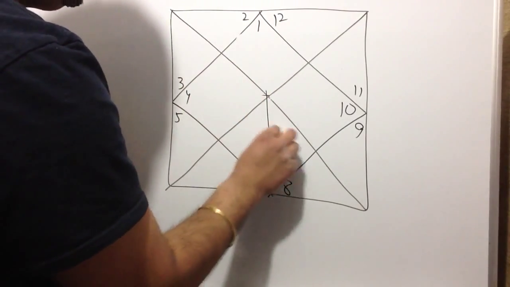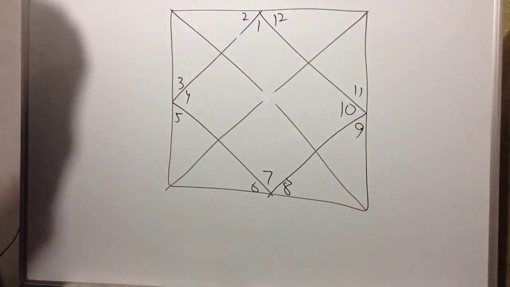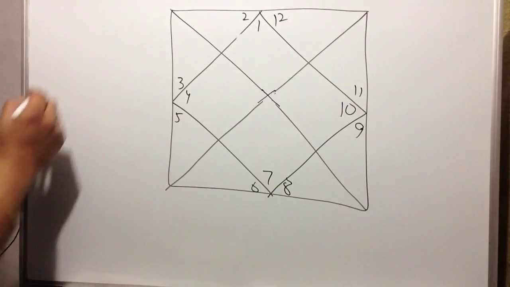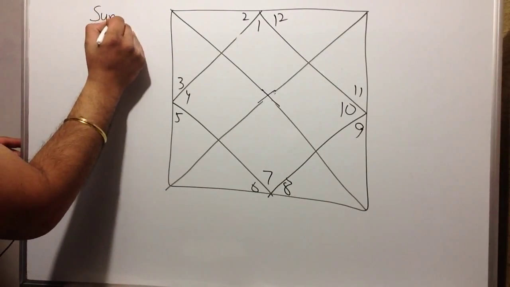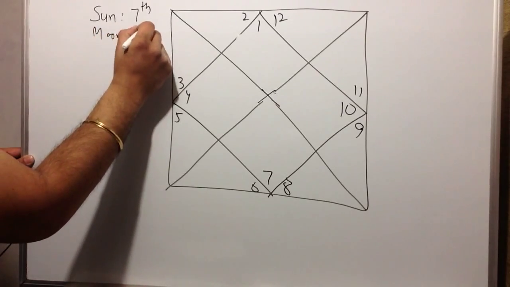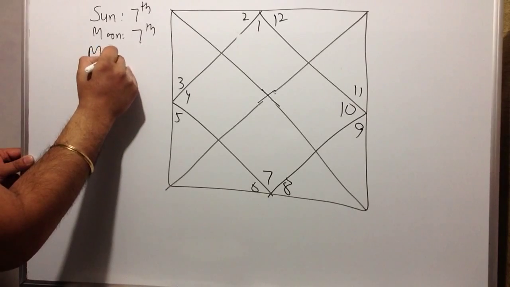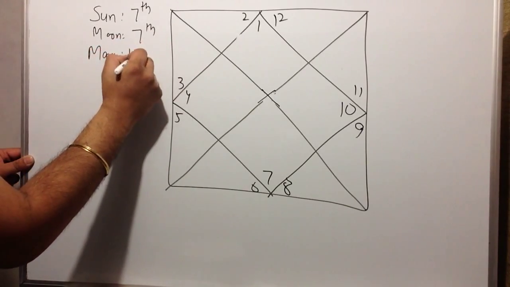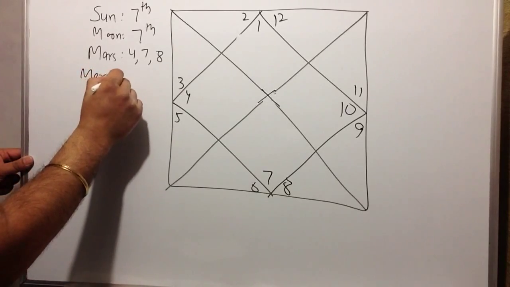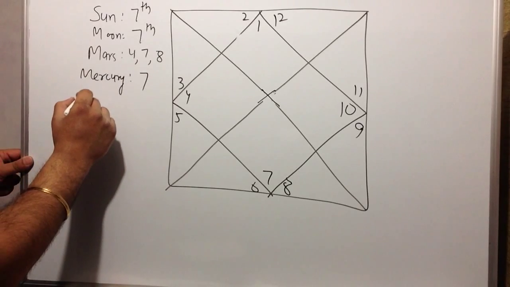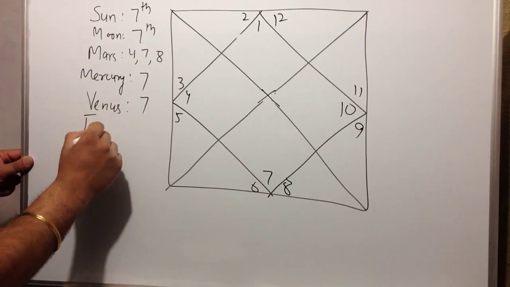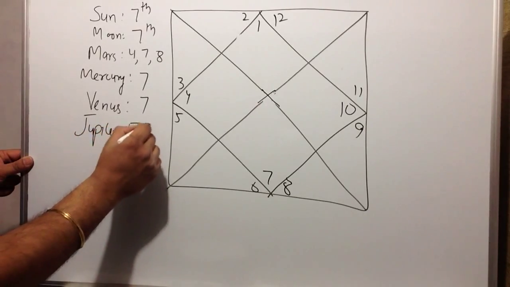So this was the easy one, the sun, because the sun has only one aspect, which is the seventh aspect. I'm going to write down on the side: Sun has seventh aspect, Moon also seventh aspect, Mars has three aspects: fourth, seventh, and eighth. Mercury has seventh aspect. Venus also has seventh aspect. Jupiter has also three aspects: 5, 7, and 9.